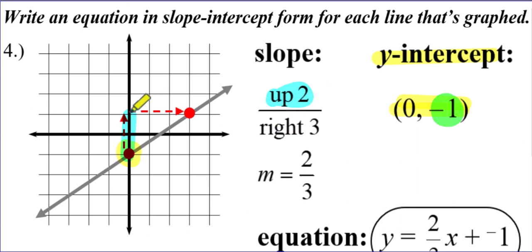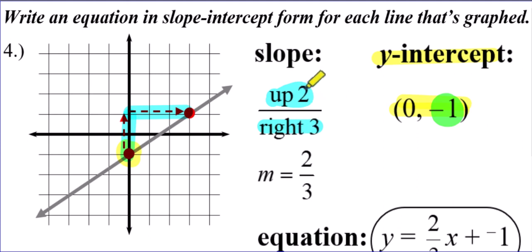What is that? Well, 1, 2, 3 spaces to the right is your denominator. By the way, I always recommend counting spaces, not counting lines. That way you don't accidentally count wrong. Up 2 is positive. Right 3 is also positive.